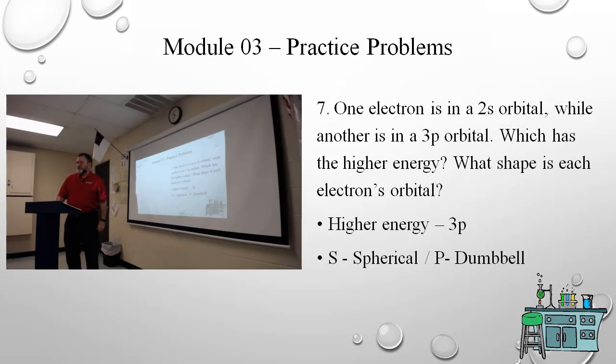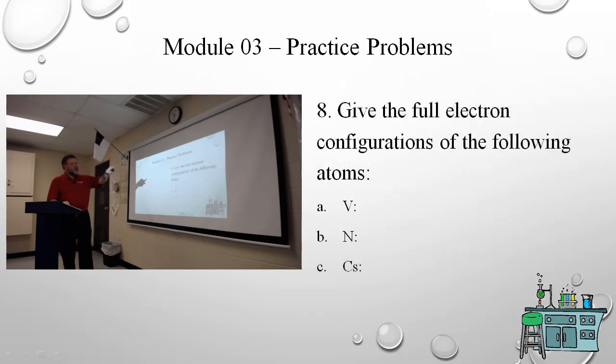Or balloon animals, or however you want to. No, say dumbbells or lobes. But I prefer dumbbells because it shows you understand that dumbbells are figure 8s, like an infinity symbol, but in 3 dimensions. And where it crosses itself right there, that's the nucleus. That's the common point. Number 8, give the full electron configuration for the following atoms.